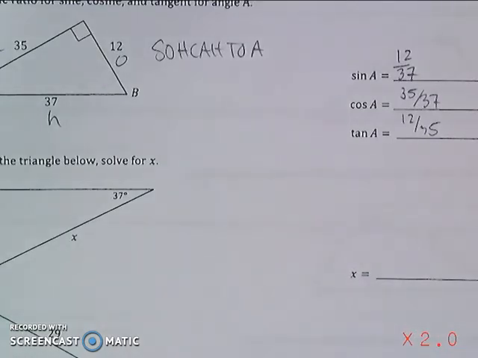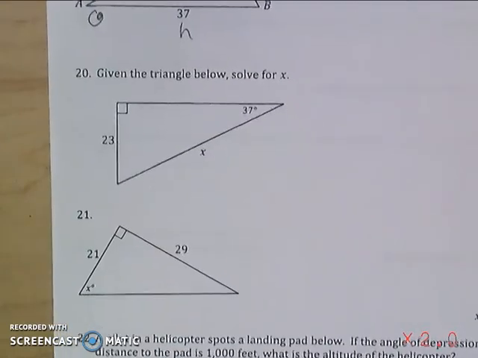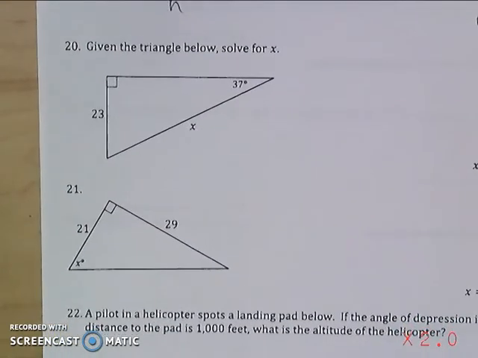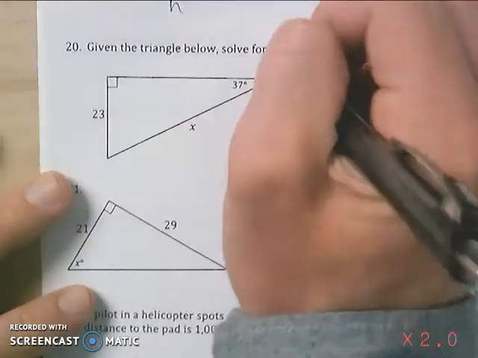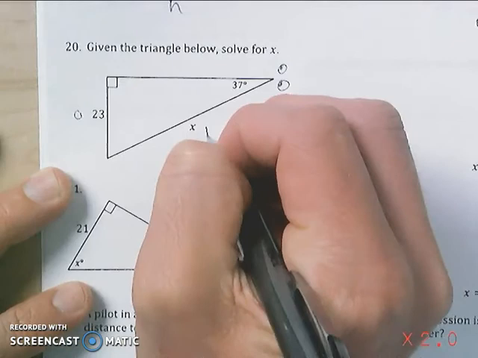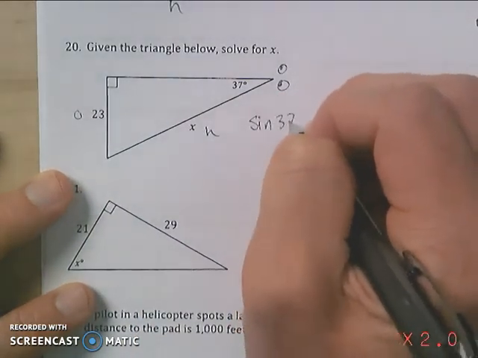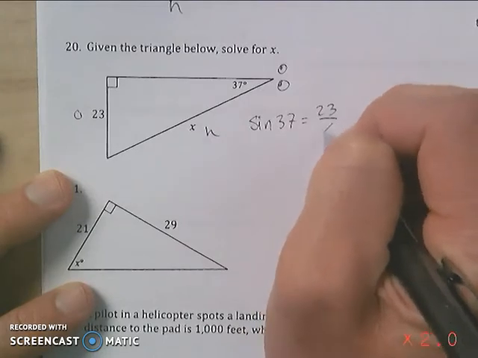Okay. 20. Given the triangle below, solve for x. We use this perspective right here. So we're given opposite and hypotenuse. We're going to use sine of 37 equals 23 over x.